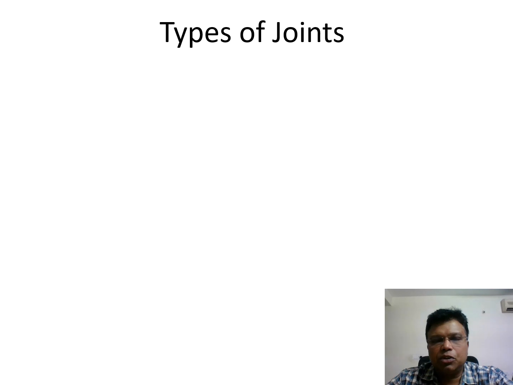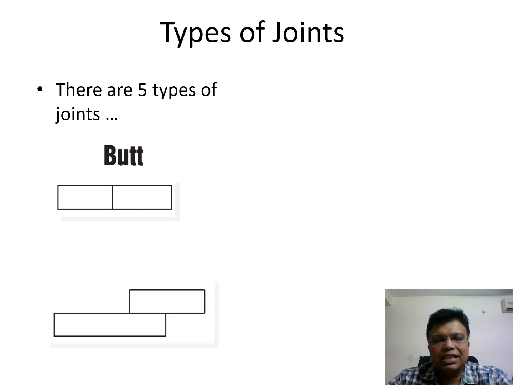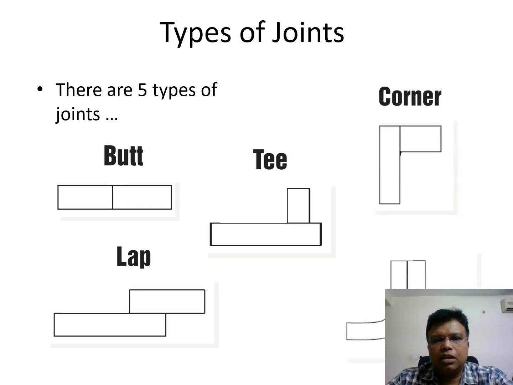Moving on to the types of joints that are primarily used in welding. There are basically 5 types of joints used in welding. The first one is a commonly used joint known as a butt joint, where we butt the plates together and then welding is performed. The next type is a lap joint, where the plates are overlapped over one another and the joint is formed. The third type is a T joint, where the components are placed in a typical T shape. The next type is a corner joint, and the last type is an edge joint.